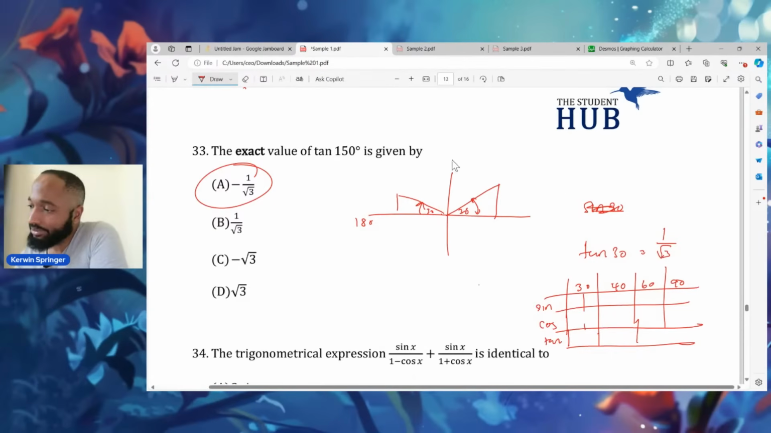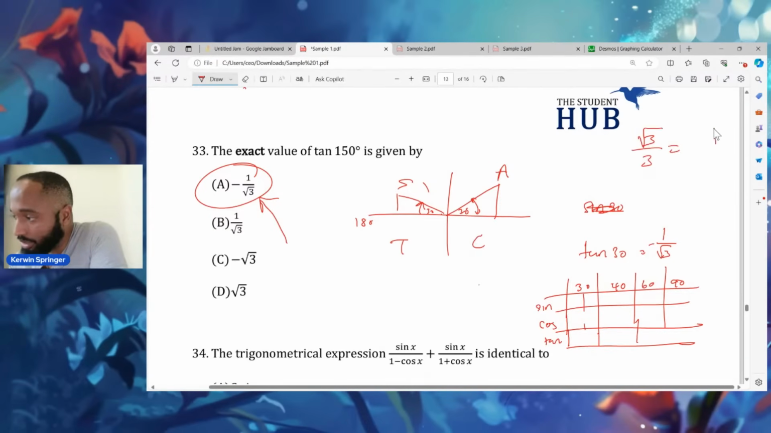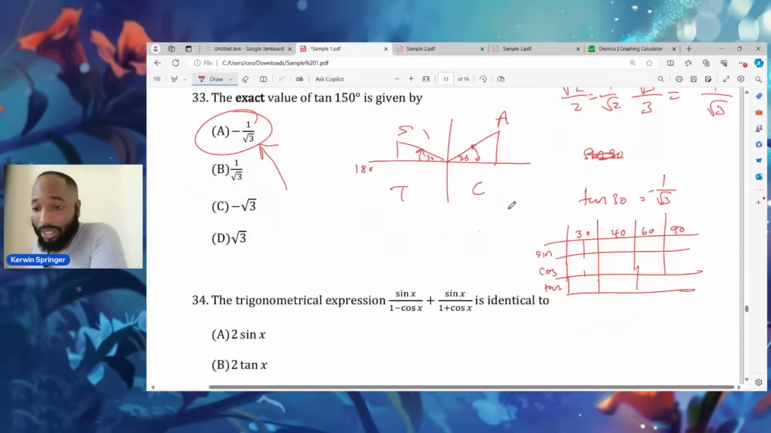But the idea is ASTC is supposed to say, well, since it's in this quadrant, it's negative. So I want negative 1 over root 3. And that's how you're supposed to do this question. Understand? But once again, your Casio calculator can just handle that for you. Just don't forget, if you see root 3 on 3, that's the same as 1 over root 3. If you see root 2 on 2, that's the same as 1 over root 2. Both of them are the same thing.